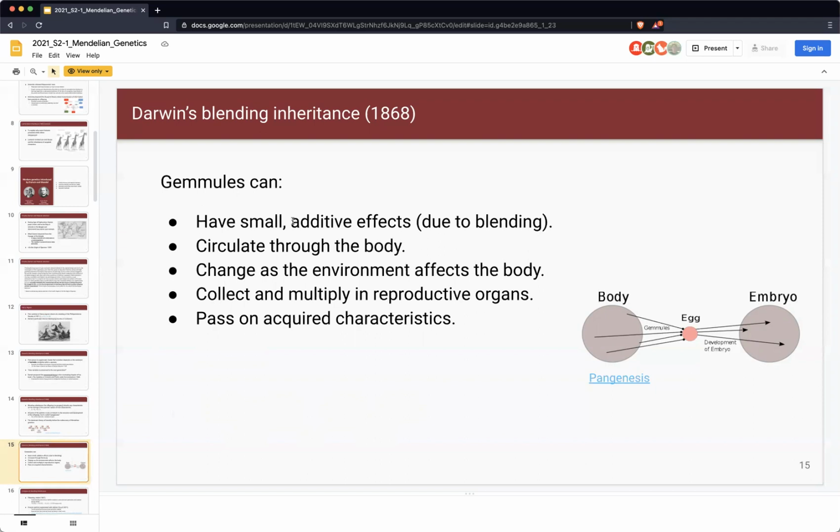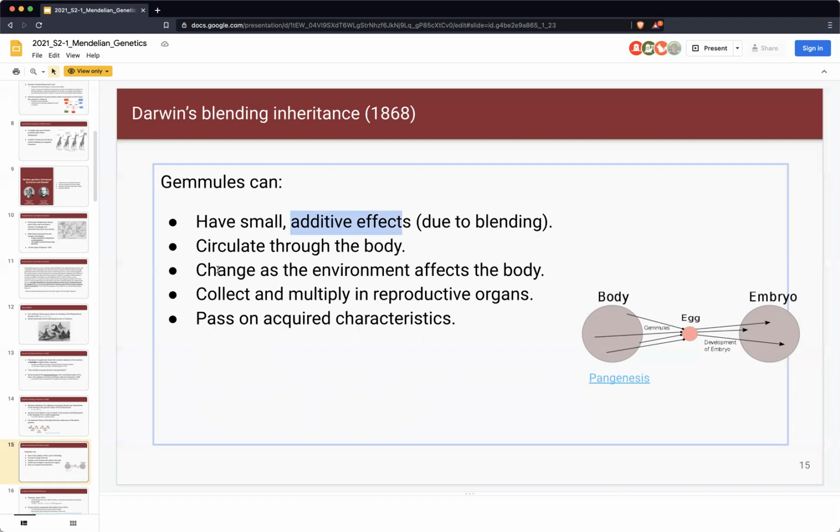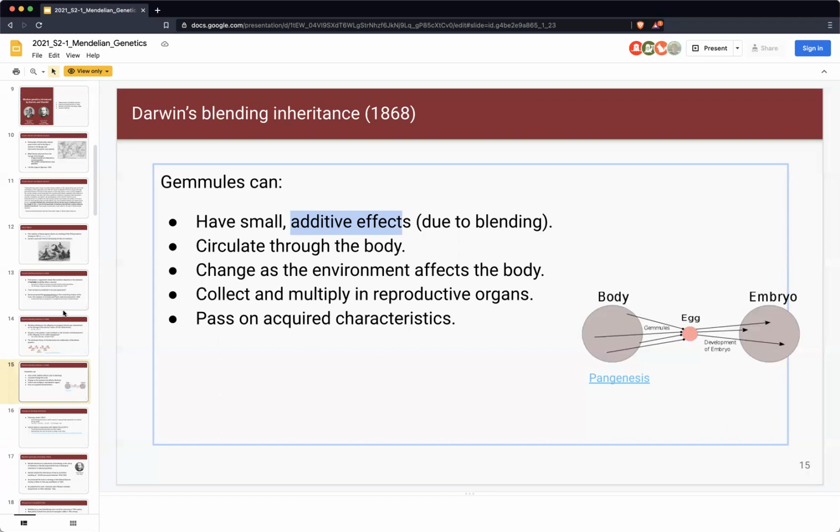Charles Darwin also thought that gemmules are affected by the environment, because his idea is basically acquired inheritance. And they have to be collected and also multiplied in reproductive organs, otherwise they cannot pass to the next generation. As I mentioned, gemmules and blending inheritance are based on acquired characteristics. So the gemmule was the core element that Darwin proposed at the time. Blending inheritance was famous in Britain in the late 1800s.